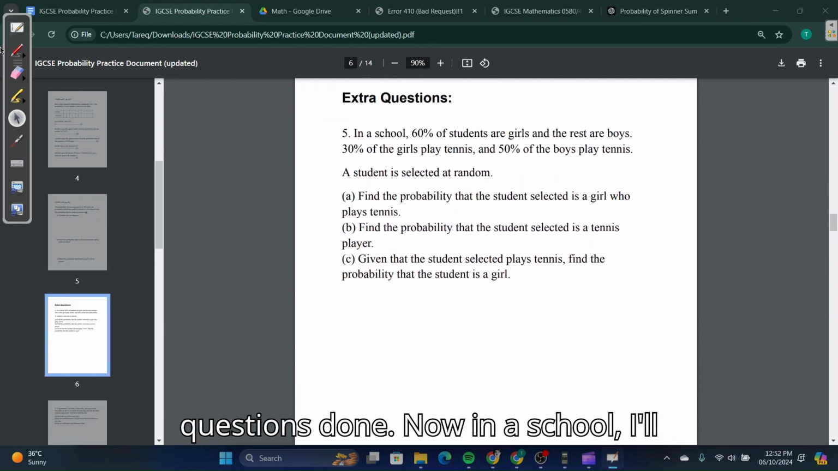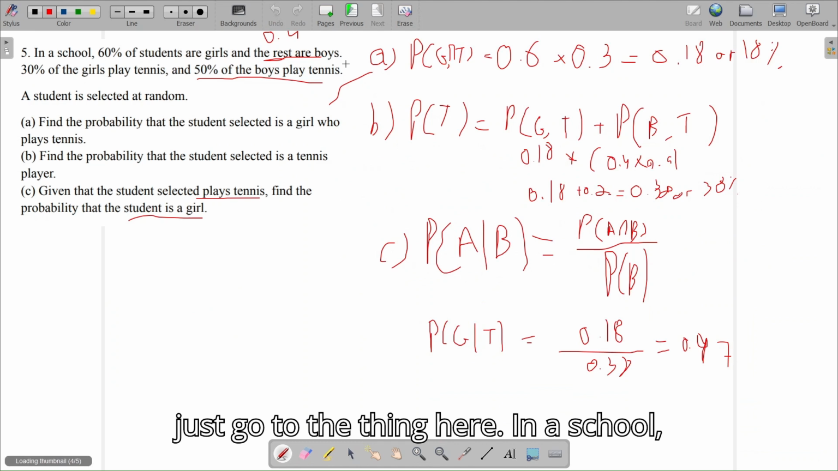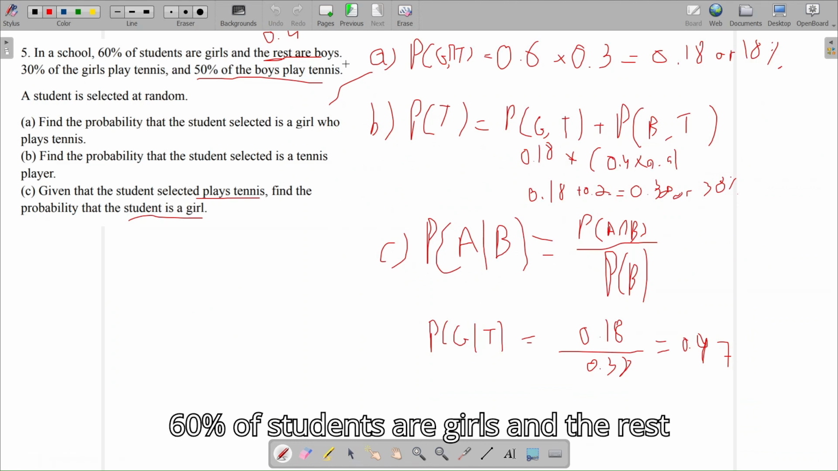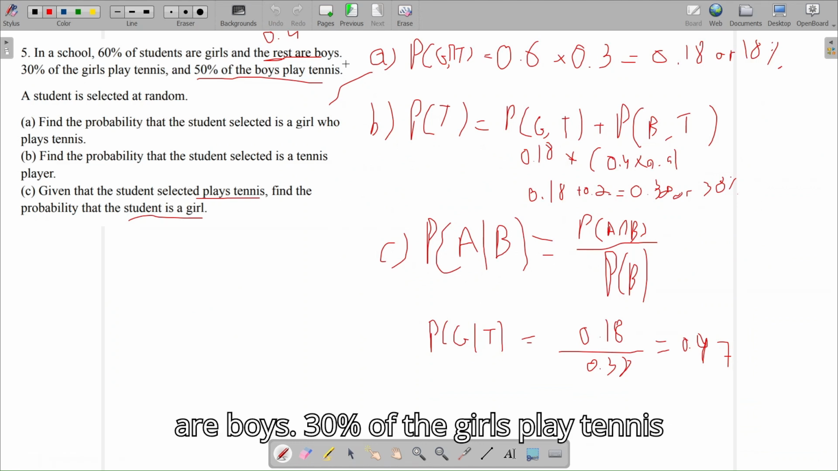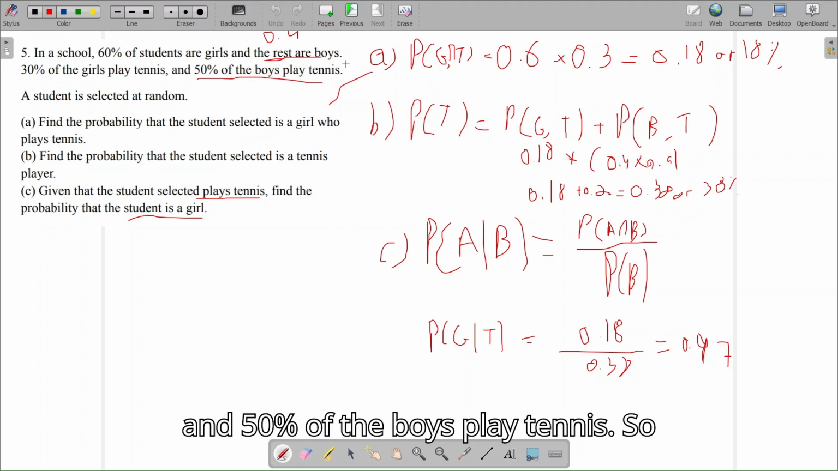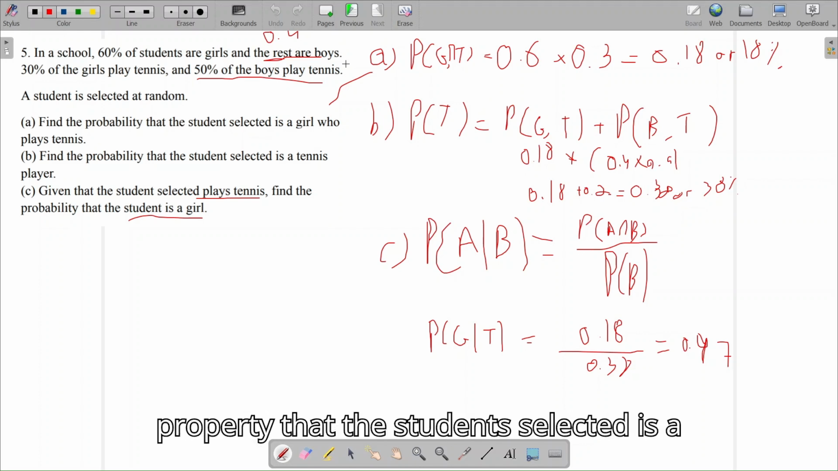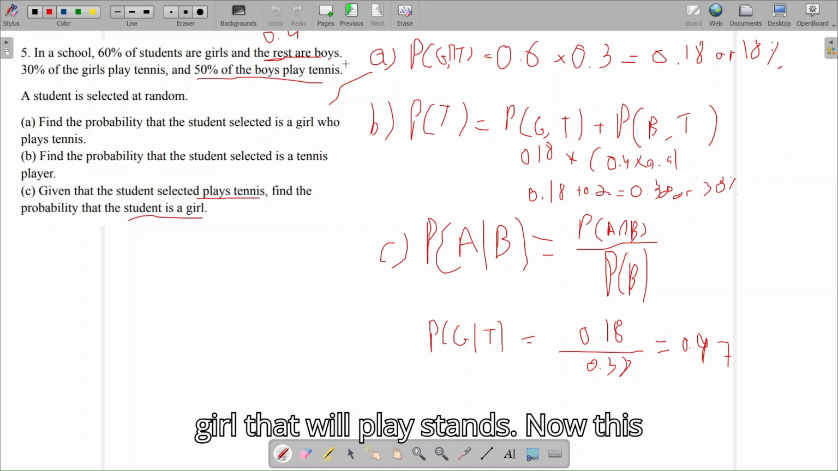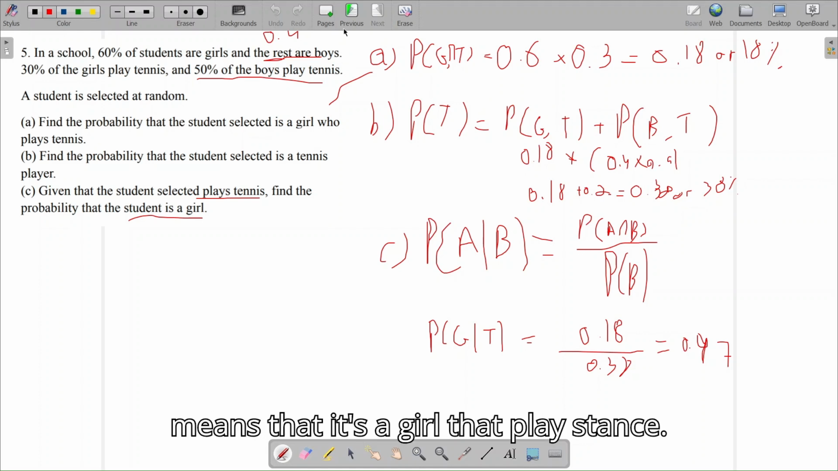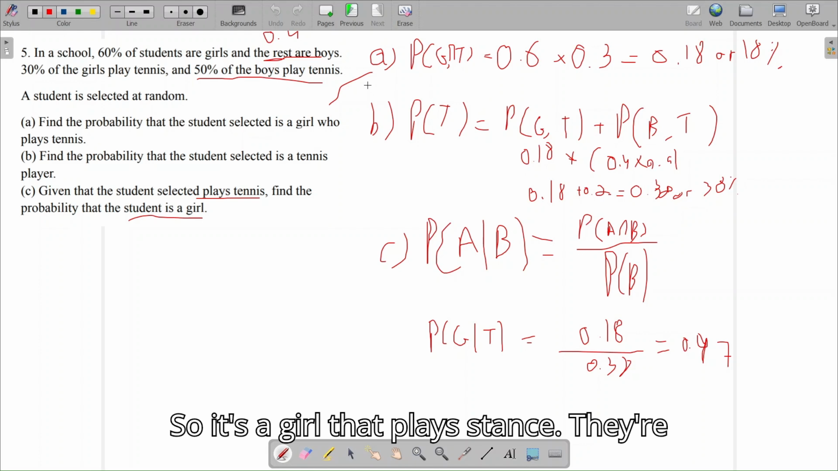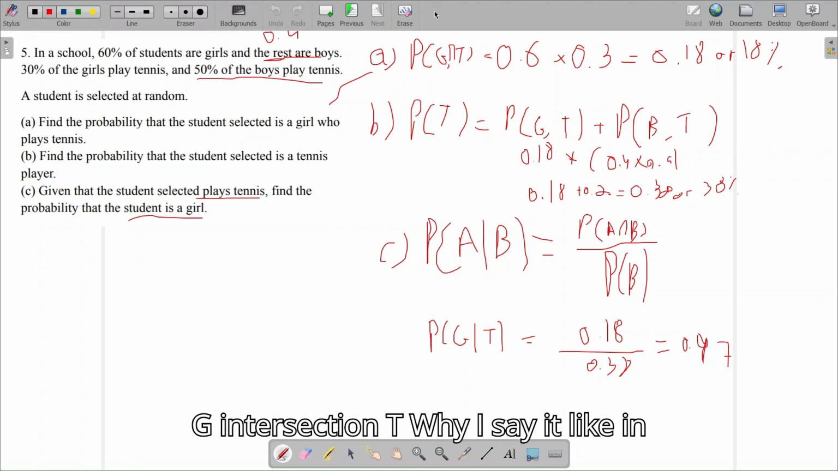Now, in a school, 60% of students are girls and the rest are boys. 30% of the girls play tennis and 50% of the boys play tennis. A student is selected at random. Find the probability that the student selected is a girl who plays tennis. This means it's a girl that plays tennis, both happening at the same time. So it's G intersection T.